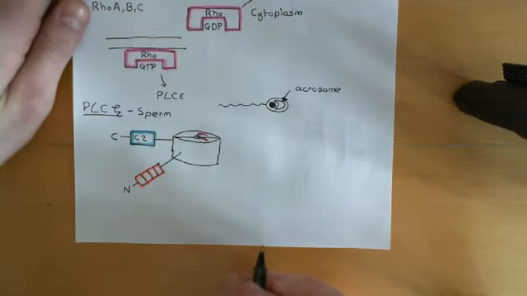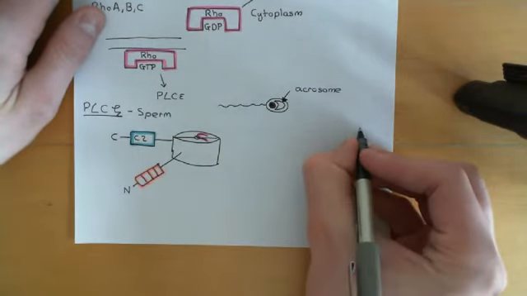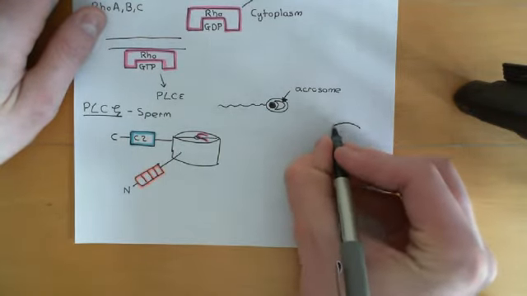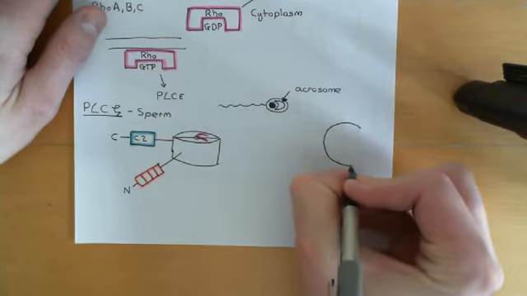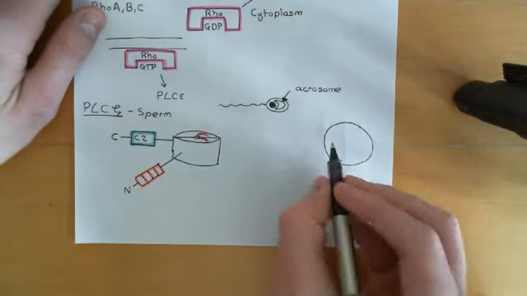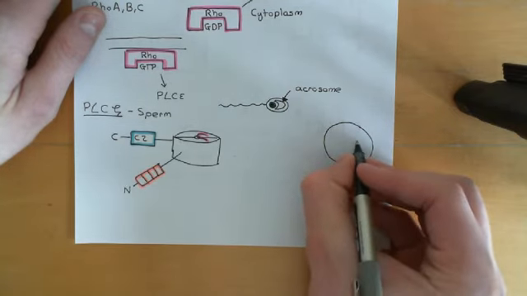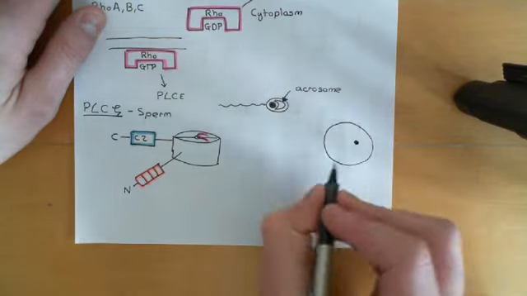Now let's draw the egg cell, and this will be completely out of proportion. In reality, the egg cell is a giant compared to the sperm. The sperm is like a little speck compared to the egg cell. So here's the egg cell, here's its nucleus here.